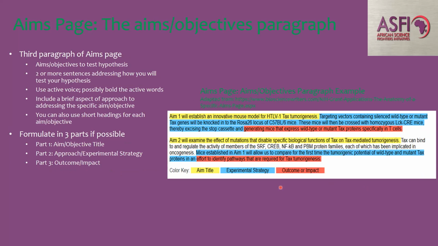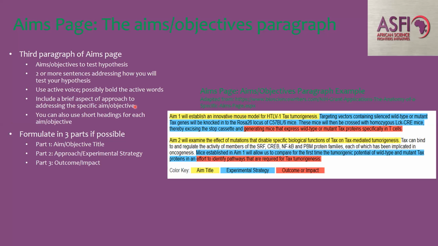The third paragraph of the EMS page now provides the specific aims or objectives to test the hypothesis you have identified in the previous one, and this should be two or more sentences that address how you will test those hypotheses or address the question you are trying to solve here. Use active voice. You can put some of the active voice you're using in bold for easy identification. Include a brief aspect of approach to addressing the specific aim or objective.